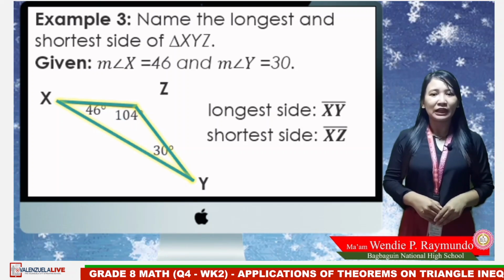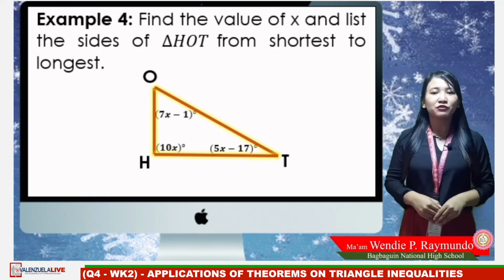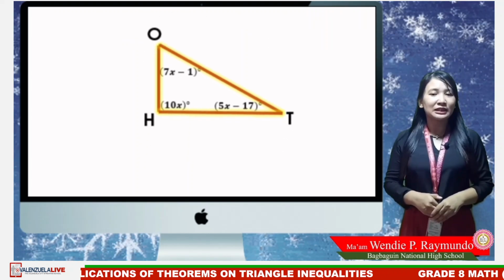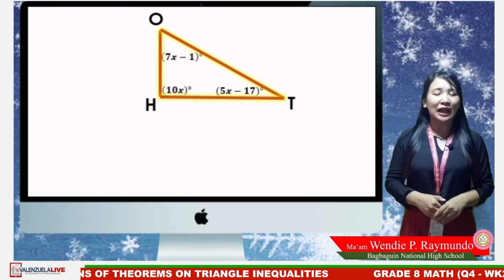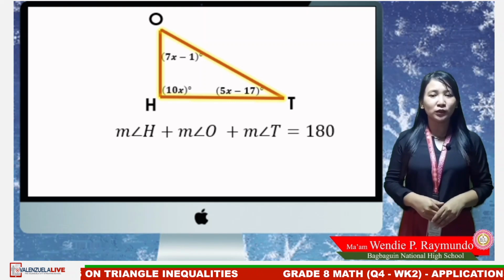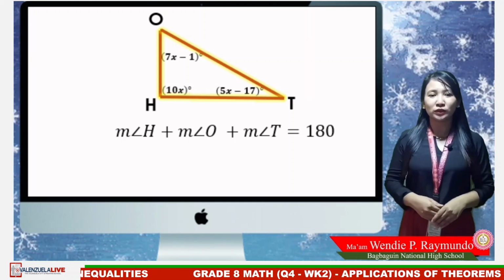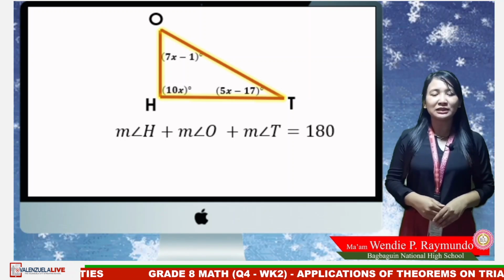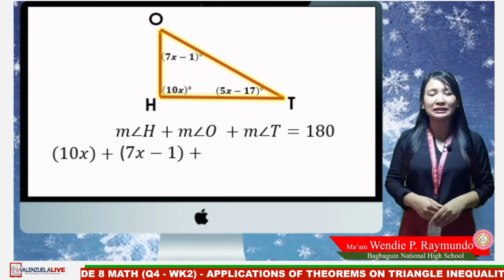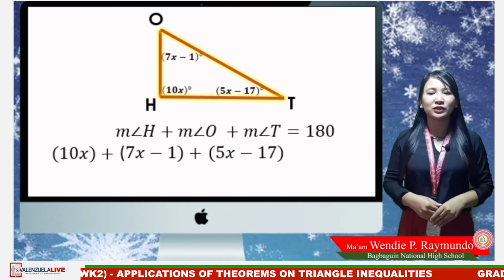Example number 4. Find the value of x and list the sides of triangle HOT from shortest to longest. To solve for x, we will use the sum of the interior angles of a triangle. Measure of angle H plus measure of angle O plus measure of angle T is equal to 180. Then substitute. The measure of angle H is 10x plus the measure of angle O is 7x minus 1 plus the measure of angle T is 5x minus 17 is equal to 180.